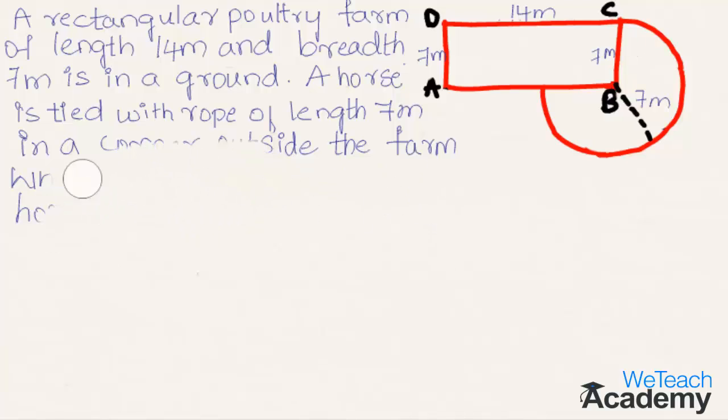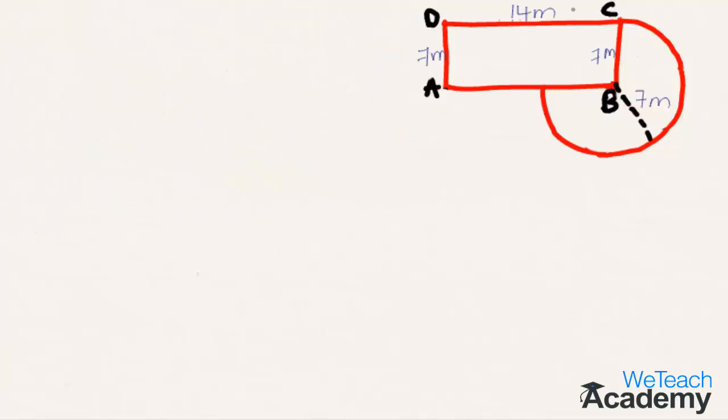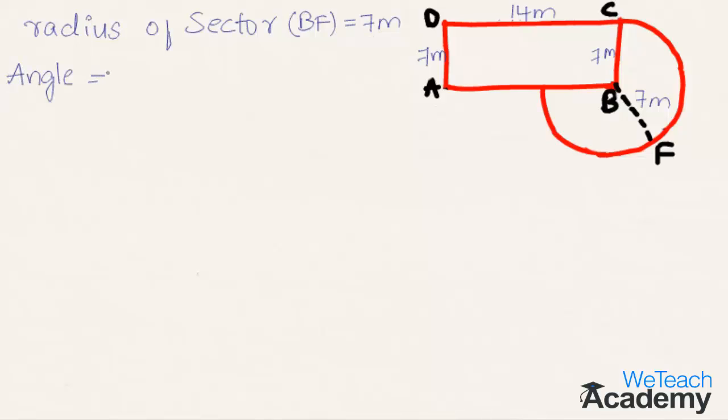So now let us try to solve this example with the given information. So where length, breadth and the length of a rope is given. So here in this case, length of a rope is considered as the radius of sector, that is BF is equal to 7 meters. And then coming to the angle, so a complete angle, that is 360 degrees.